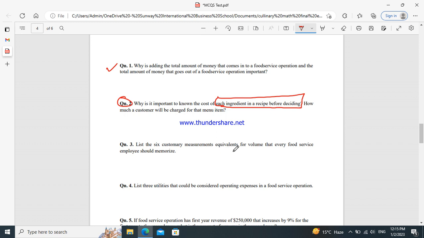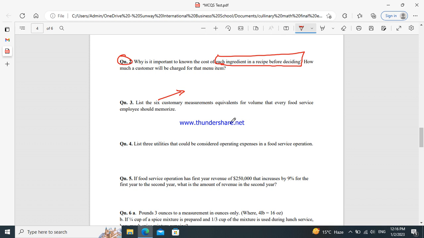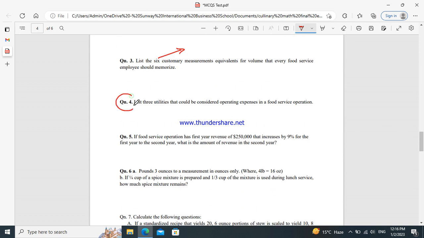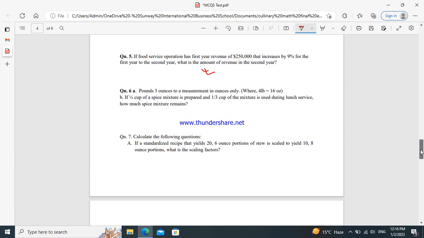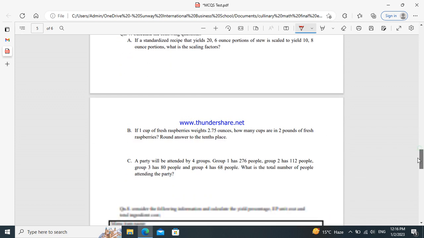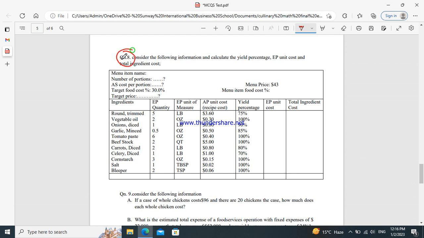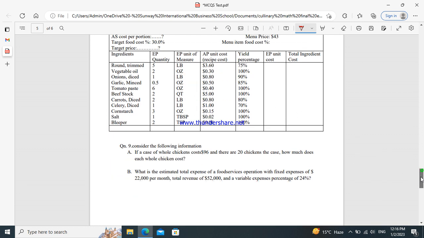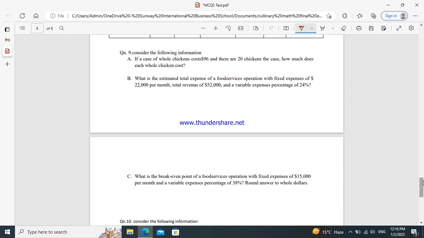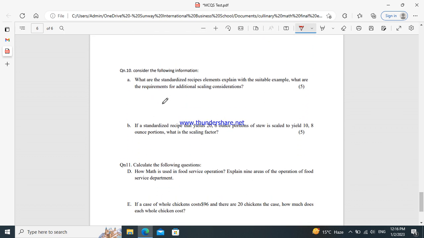List out the customary measurement equivalents. Customary measurement involves weights, temperatures, and volumes. You need to write over here the customary measurements, how to calculate them, and you need to write an example as well. The utilities were already mentioned in these questions, and this question is a numerical question. Similarly we have 5, 6, 7, 8, which are long questions. You can calculate using this data. Next we have question number 9 and question number 10, with data over here.